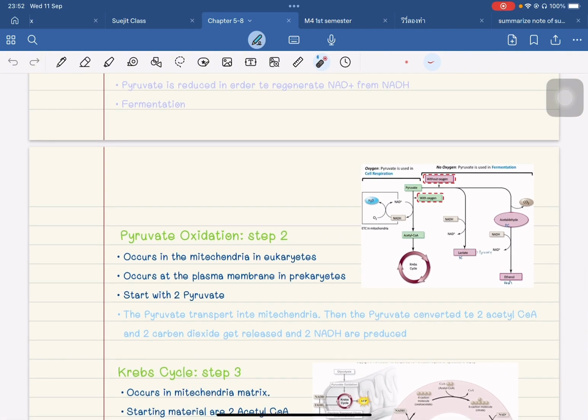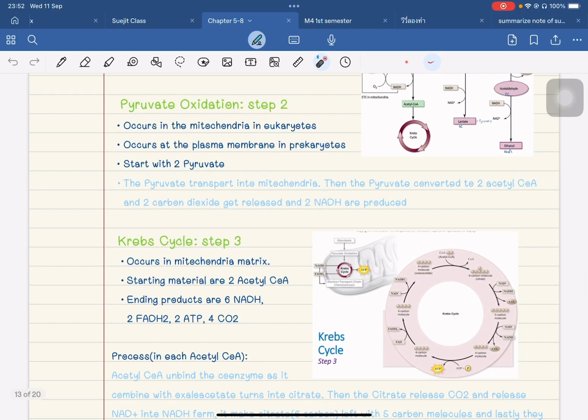In this step, the pyruvate is transferred into the mitochondria, right? And then the pyruvate is converted into 2 acetyl coenzyme A. In that process, 2 carbon dioxides are released, and 2 NADH are also produced in the meantime. After that, we go to the Krebs cycle, which is step 3. After we get the acetyl coenzyme A, we use it in this step.